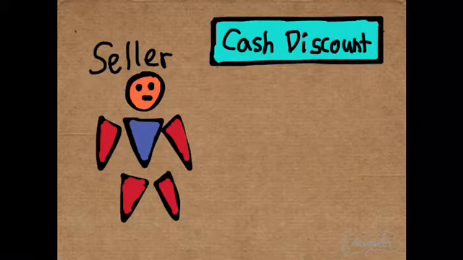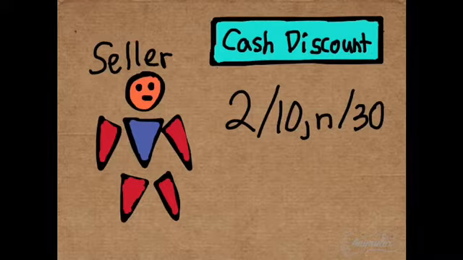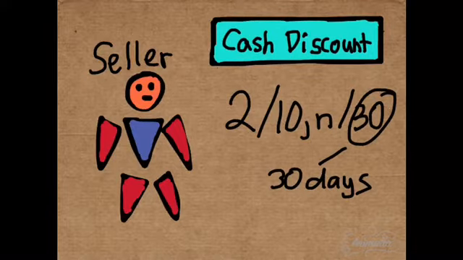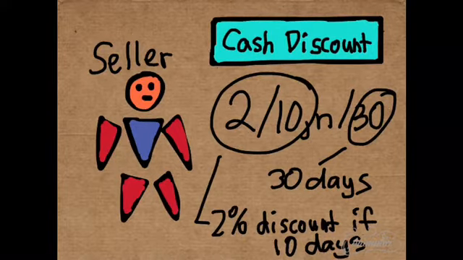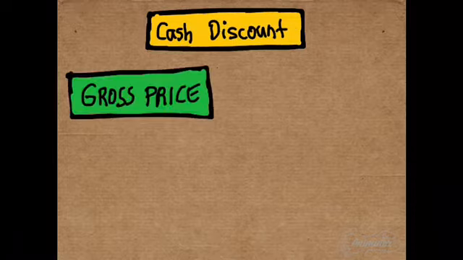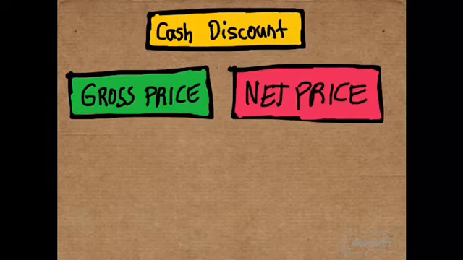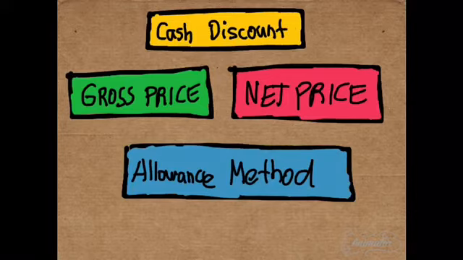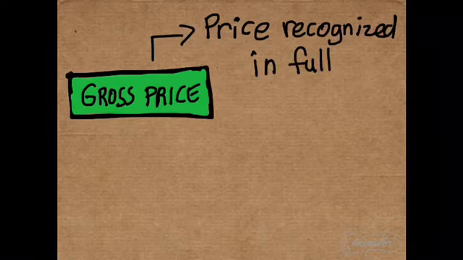Sometimes a seller could also give a cash discount, and it is used as an inducement for prompt payment of an account. So if a seller gave a cash discount of 2/10, n/30, the interpretation is that it is payable within 30 days, but you will receive a 2% discount if it is paid within 10 days. A cash discount can be recognized in three ways: using the gross price method, the net price method, or the allowance method. The gross price method is used by not recognizing the cash discount until it is actually taken.